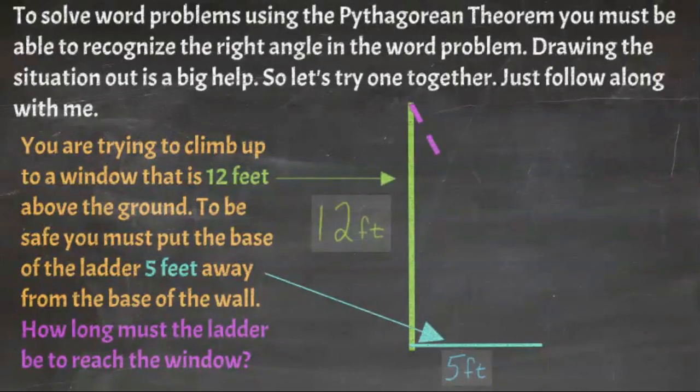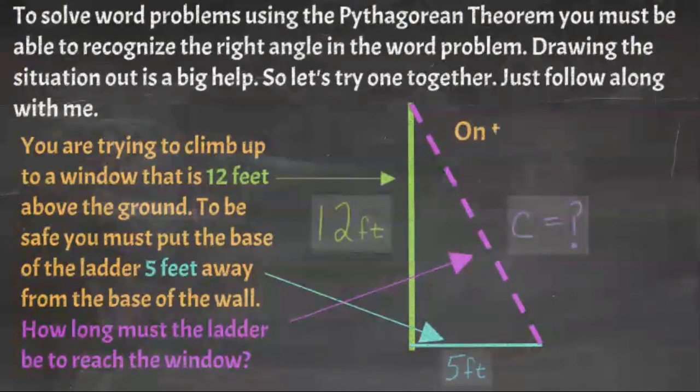Now I'm going to draw the ladder in purple in a dashed line because it looks like a ladder to me. And again, I'm going to label it as C is equal to question mark because we don't know what C is equal to. And there it is. On the next slide, we will solve the problem.